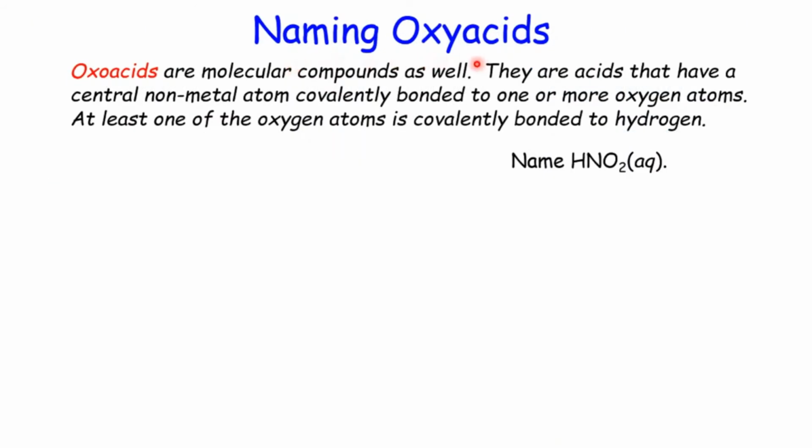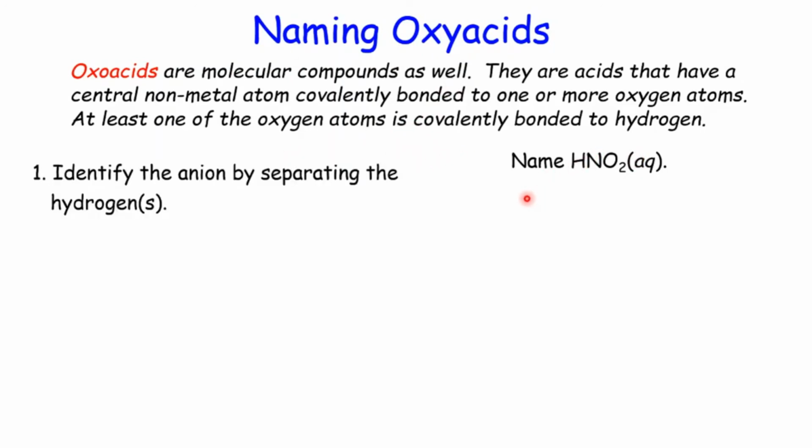Now, oxyacids are the ones containing oxygen. Let's work on the first example, HNO2, AQ. And obviously, NO2, that's a polyatomic anion. Step number 1, identify the anion by separating the hydrogens. HNO2, after separating the hydrogen ion, you have NO2 minus. From previous lectures, we know this is nitrite.